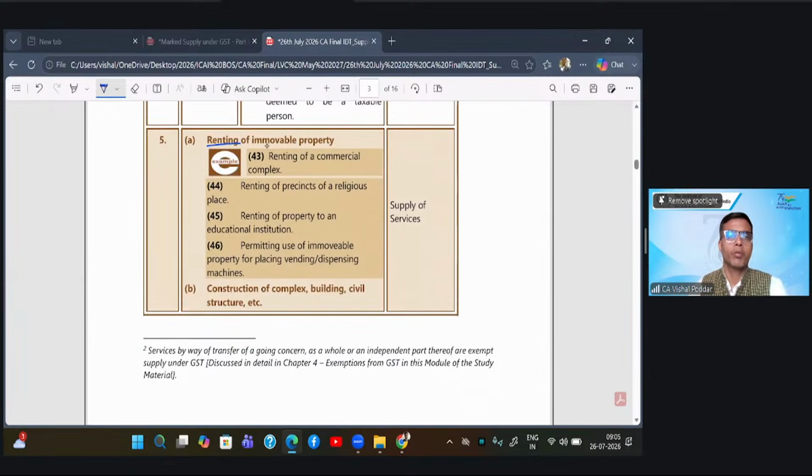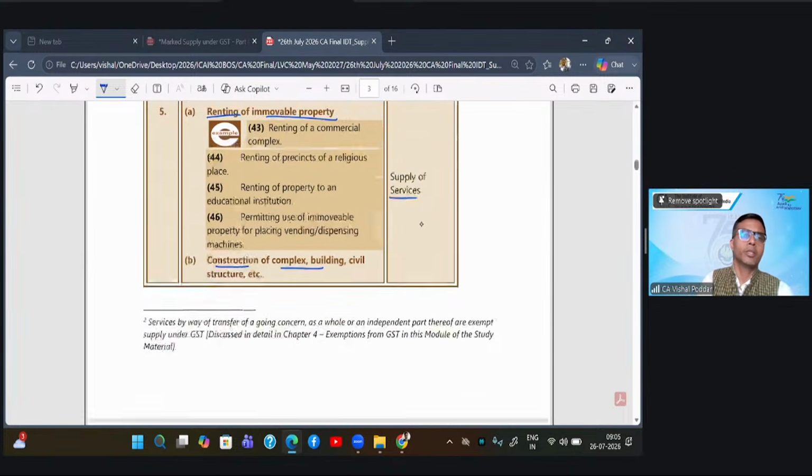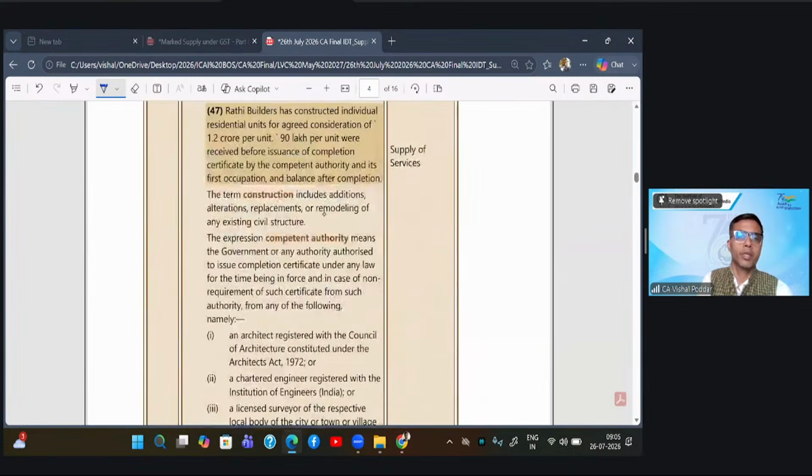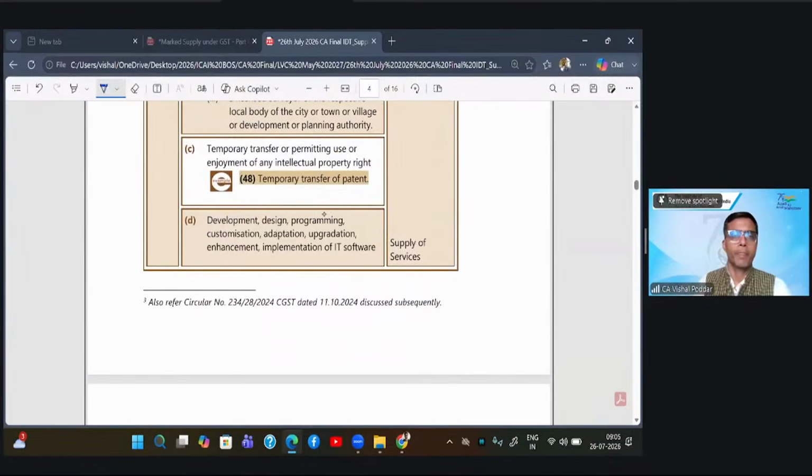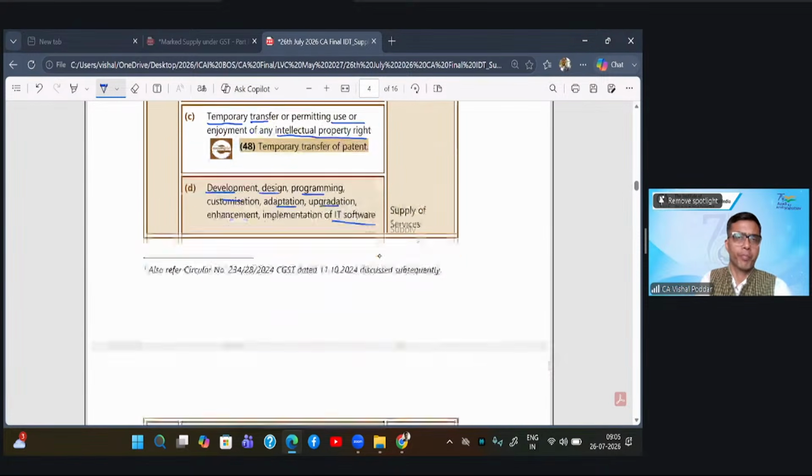Again, renting of immovable property, construction of complex, that is before the construction is complete, you have booked it. Again, all these things are supply of service. Then temporary transfer or allowing someone to use your intellectual property rights. So same, this is what I've given in intangible, where you are giving a temporary right to use. Next, there is a design, development, programming, customization, etc., etc. of IT software.